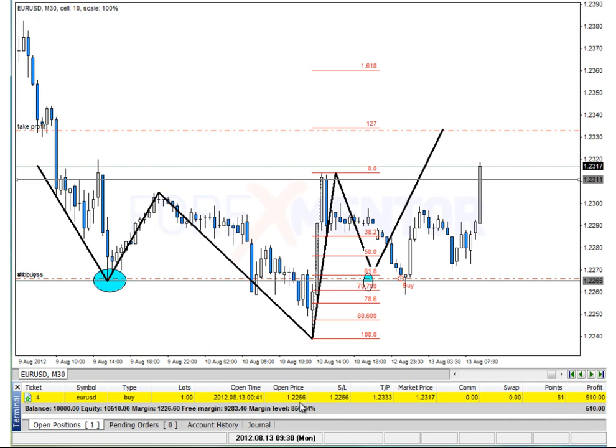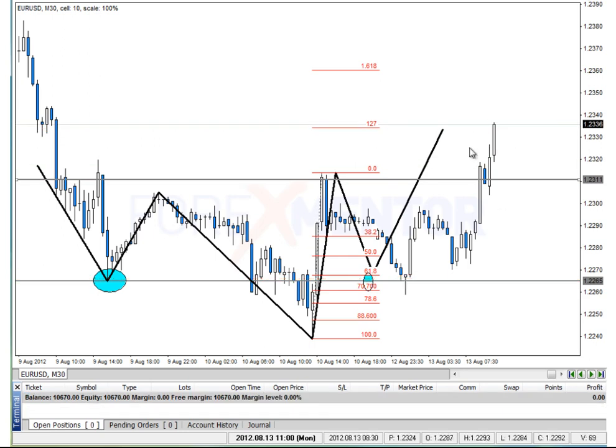Okay, so we entered at 122.66. Stop loss is at 122.66, and the target is 123.33. And we'll just follow this along and see what happens. And then you can see price has now hit that level. So a nice little trade that happened.